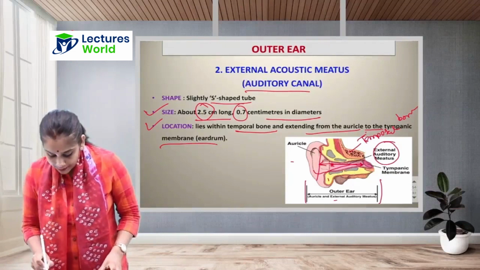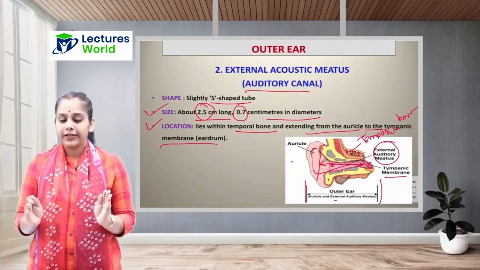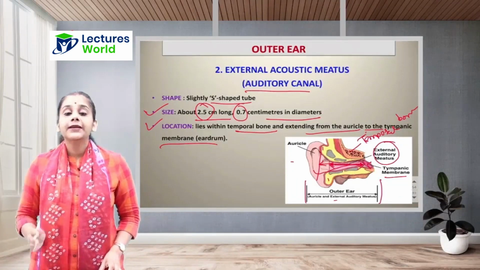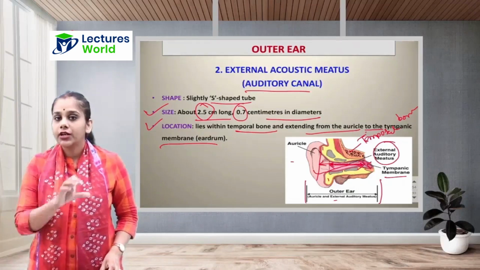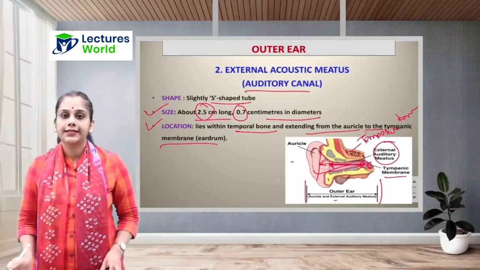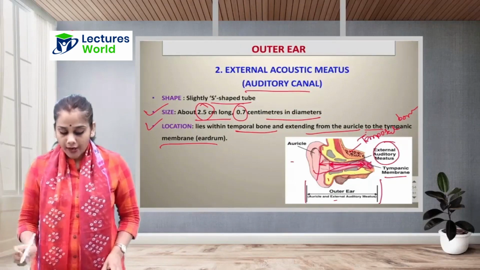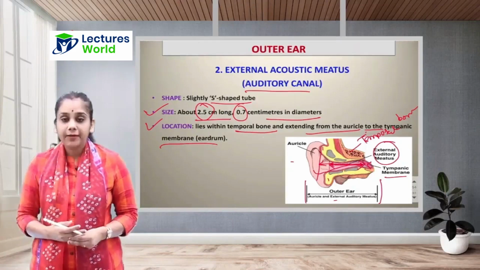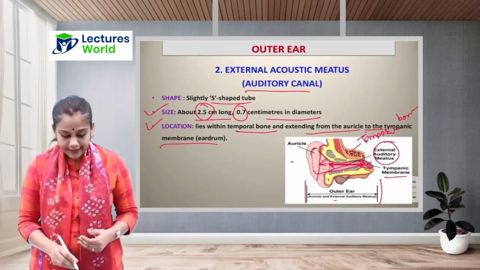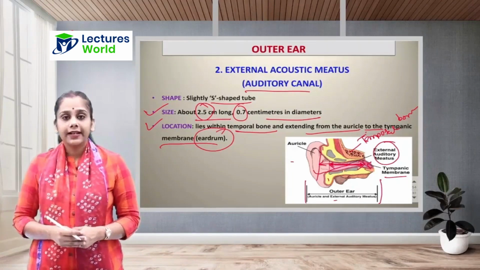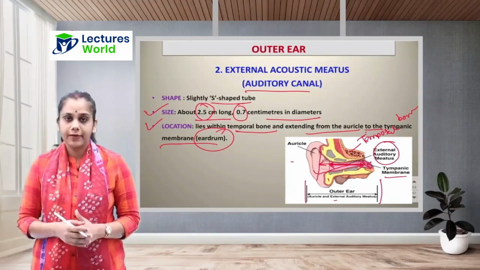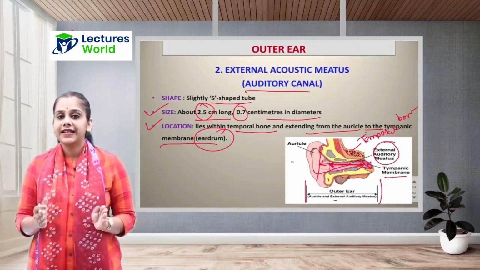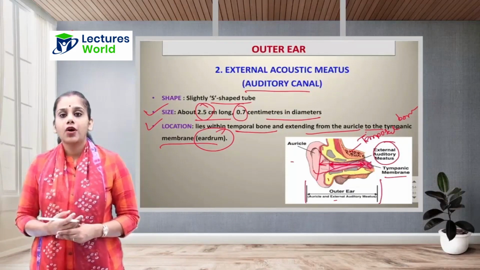See, here there is the tympanic membrane. So between the auricle and the tympanic membrane, the canal, the tube, is known as the auditory canal or external acoustic meatus. The tympanic membrane is also called the eardrum. So from the auricle to the eardrum, this part is known as the external auditory canal.